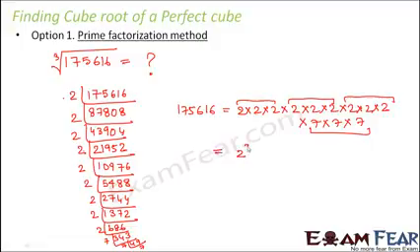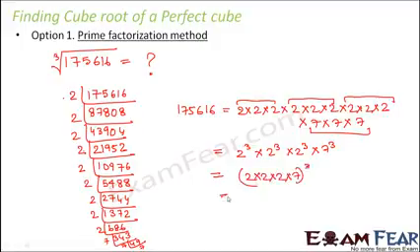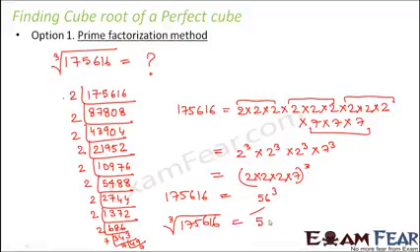So this can be written as 2 cube into 2 cube into 2 cube into 7 cube. So this can be written as 2 into 2 into 2 into 7, whole cube. So 2 twos are 4, 4 twos are 8, 8 sevens are 56. So this would be 56 cube. That means 175616 is equal to 56 cube. So its inverse function gives the cube root of 175616 equal to 56. So 56 is the answer.